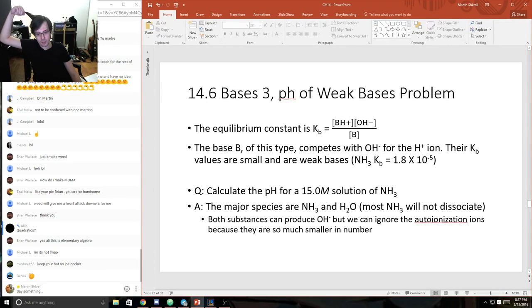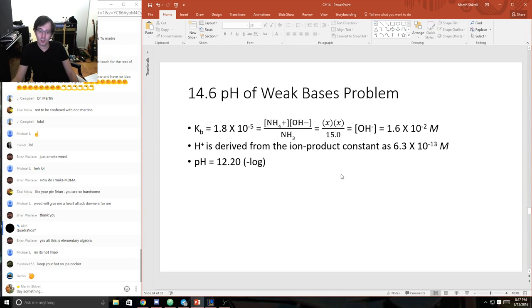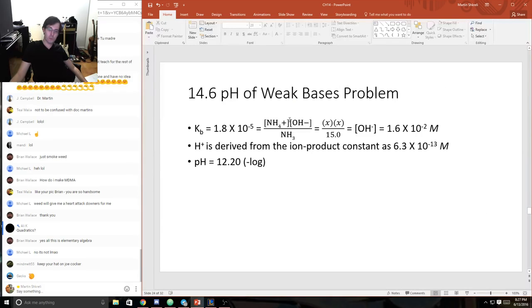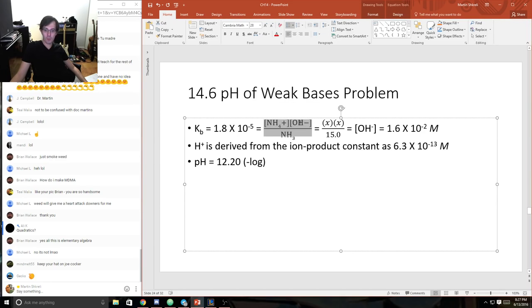Both substances can produce OH minus, but we ignore the autoionization because it's so small. So what does that end up looking like? Well, let's add it all up. So we have the NH4 plus, which is what it becomes, right? This ammonium, and then the OH minus from the water. And this is all over this equilibrium position.